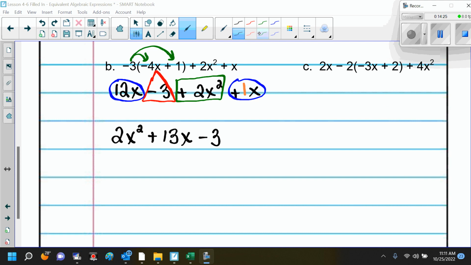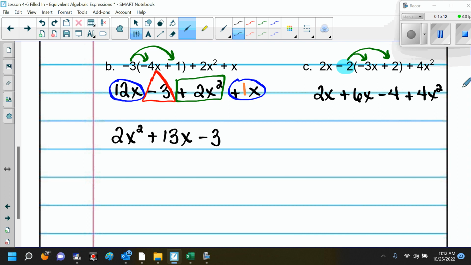So for this one, we're going to use our distributive property, and look at what we're distributing. What are we distributing? A negative 2. You see that? So, got to be careful with those. So we've got a 2x. And negative 2 times negative 3x is? What's a negative times a negative? Positive. So this is a positive 6x. And then we have a negative 2 times a positive 2, which is a negative 4. We're multiplying. And then plus 4x squared.